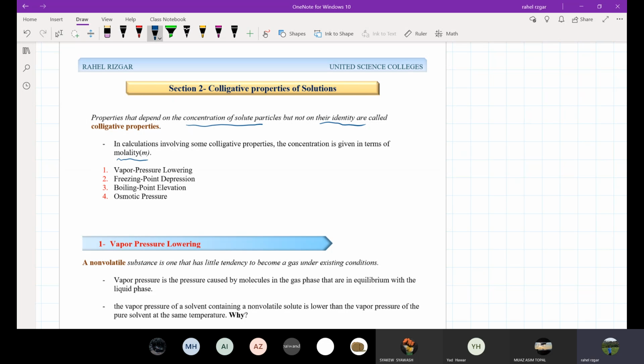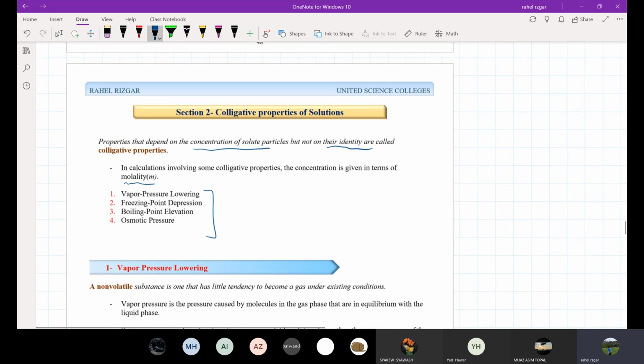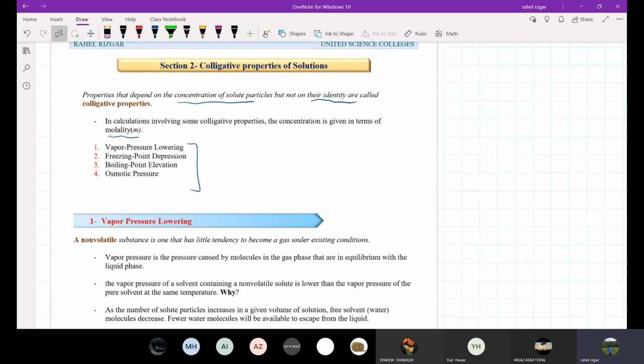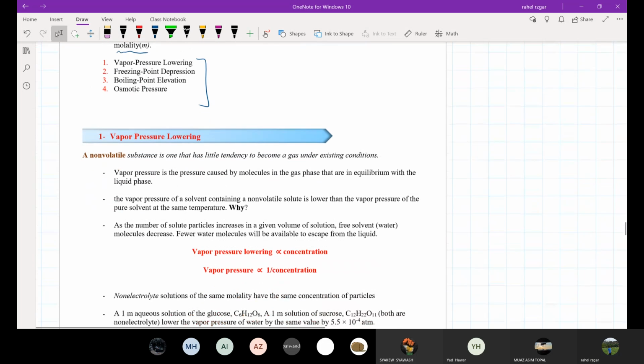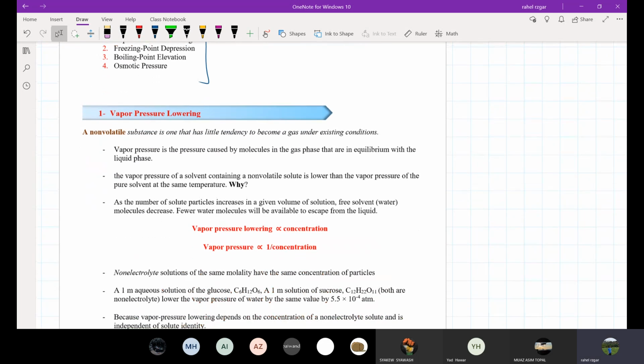The colligative properties are 4 properties: vapor pressure lowering, freezing point depression, boiling point elevation, and osmotic pressure. Now, first, let's start with vapor pressure lowering.